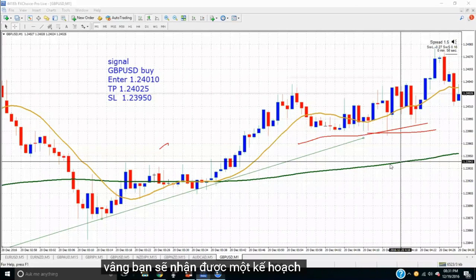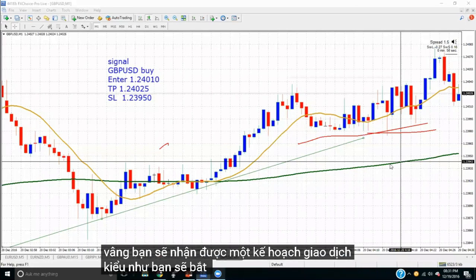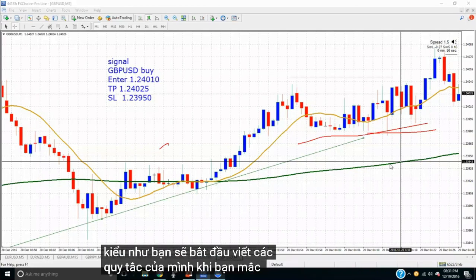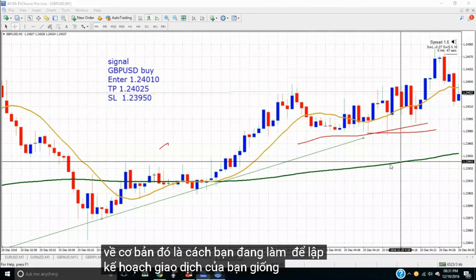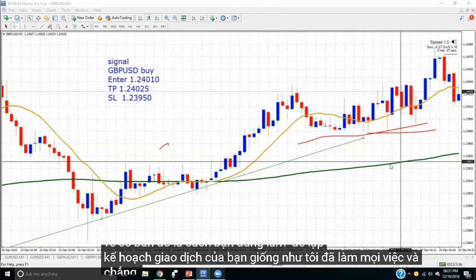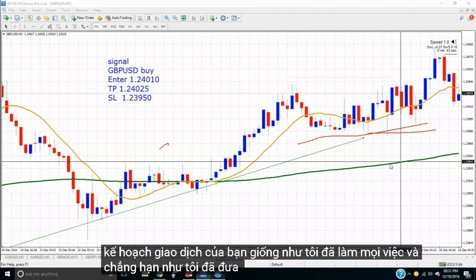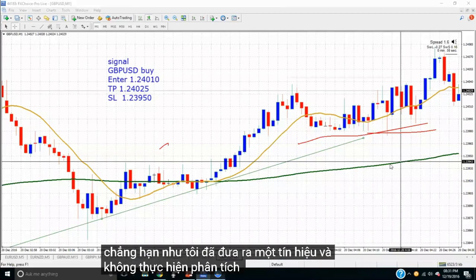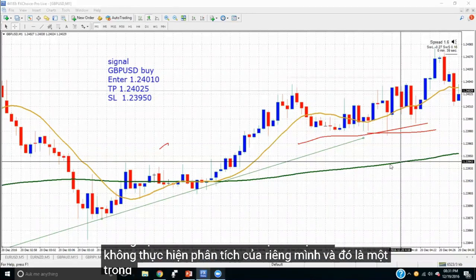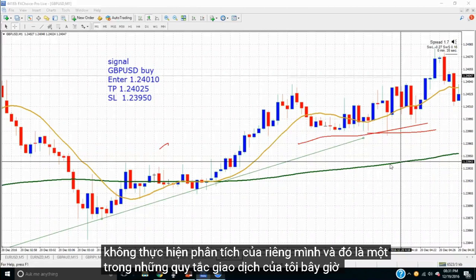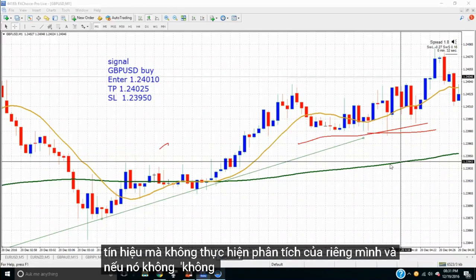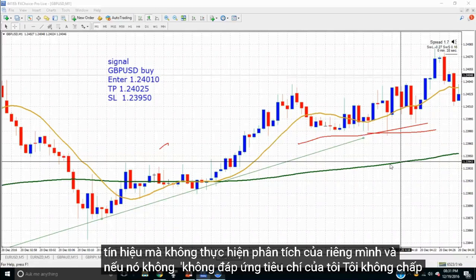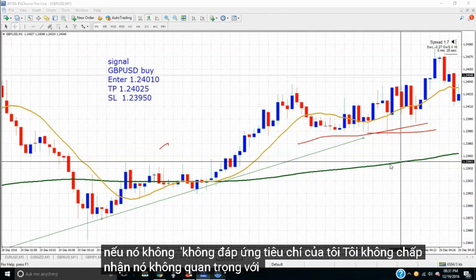Donietta, you're going to get a trading plan. You're going to start writing your rules. As you make mistakes, that's basically how you're going to make your trading plan. For instance, I have taken a signal and didn't do my own analysis, and that's one of my trading rules now. I do not take a signal without doing my own analysis, and if it doesn't meet my criteria, I don't take it. It doesn't matter for me.